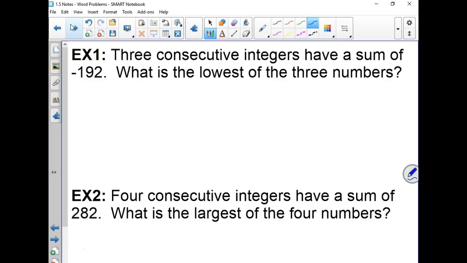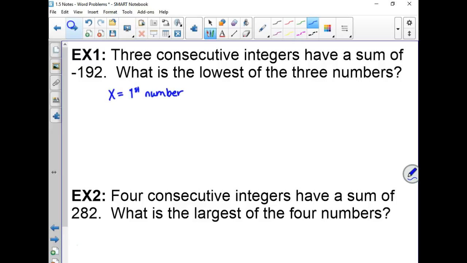So we have three consecutive integers that have a sum of negative 192. We need to know what is the lowest of the three numbers. So you could do some guess and check for this over and over. It would take you a while, but that is probably not the best method to go about this. So if we're going to set up an equation for this, I'm going to let x equal the first number.